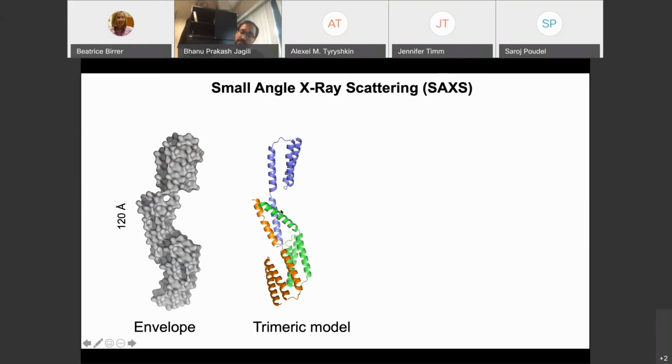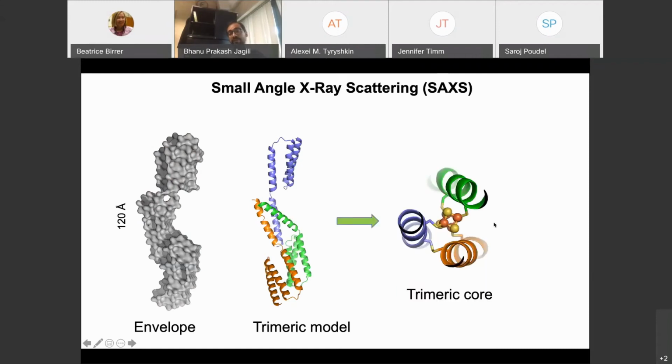So here we see that helix 1 of all three monomers are converging at one place. And this particular trimeric model fits very well in the envelope we got from the SAXS data. And this is a trimeric core. If we look from the top view, this is how it looks. One of the helices is contributing two cysteines, whereas the other two helices are contributing one cysteine each.